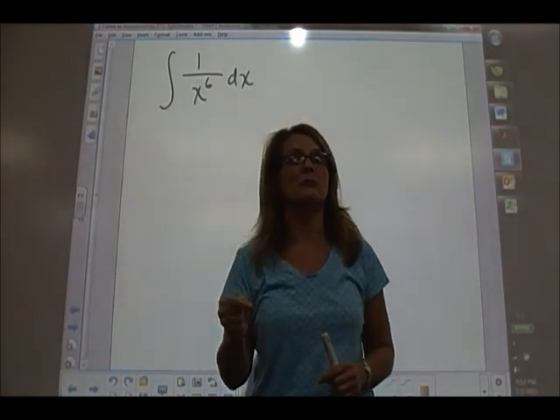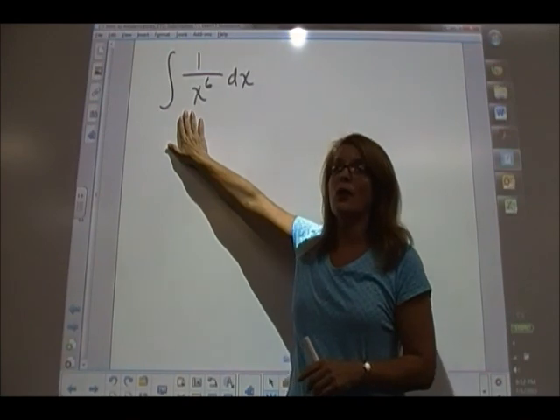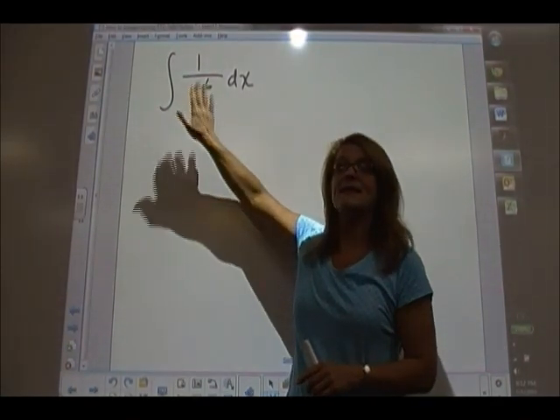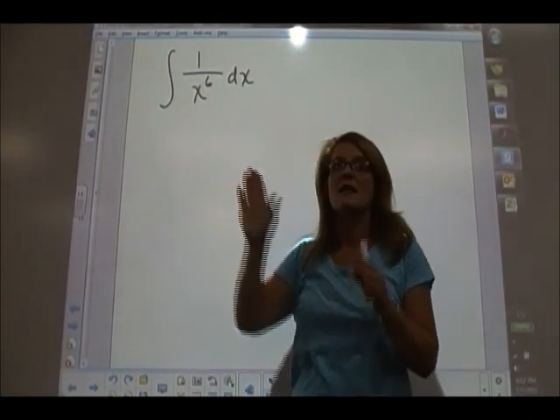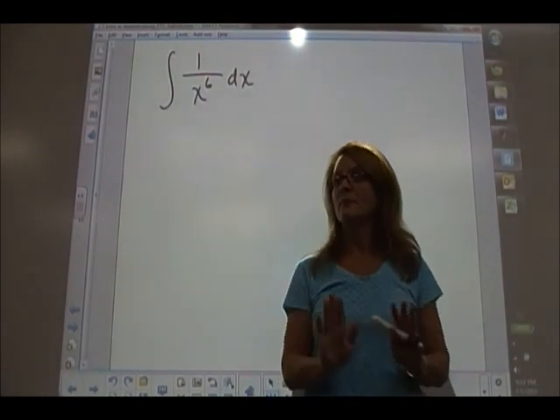And it doesn't, does it? Then I can't use the rule. This does not say the integral of 1 over x dx. It says the integral of 1 over x to the 6th. That rule is out of play. What other ideas do you have?